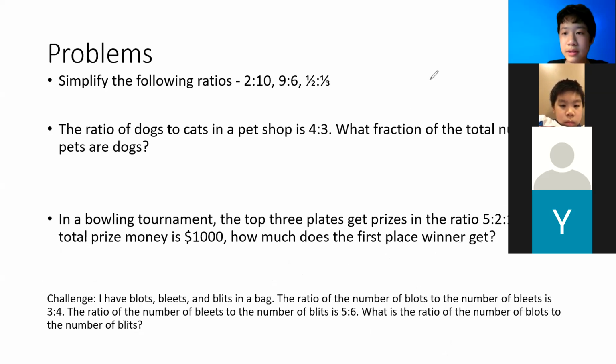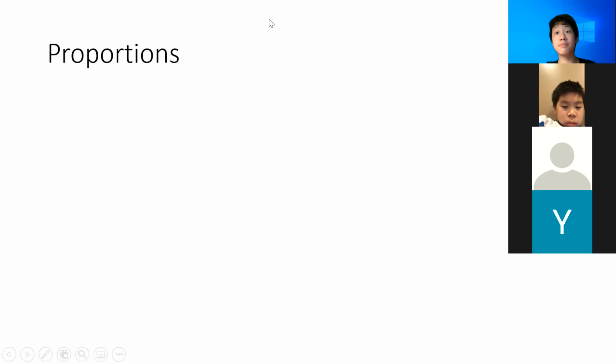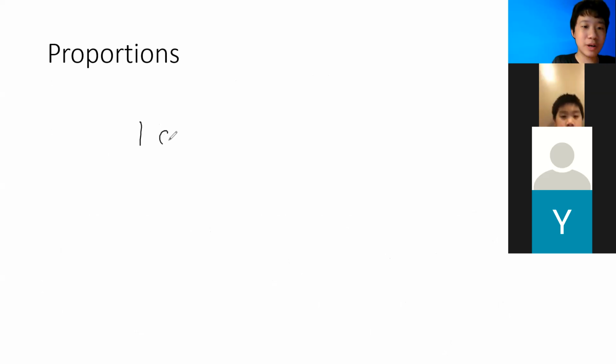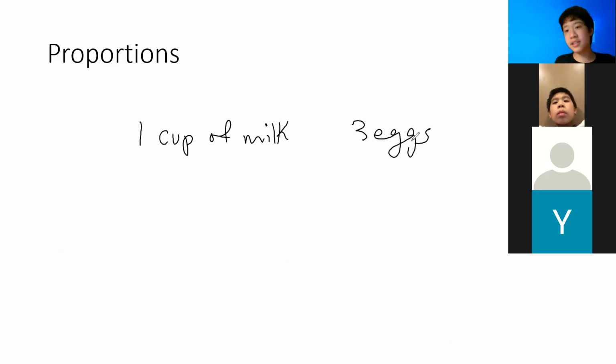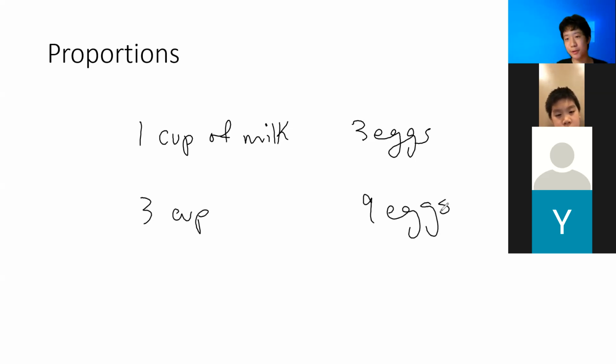Okay. So now we're going to talk about proportions. What are proportions? Well, proportions are just a really specific type of ratio. So let me give you an example of this. A proportion could be a recipe calls for 1 cup of milk and 3 eggs. This is a proportion. For every 1 cup of milk I put in this cake, I'm going to have to put 3 eggs as well. Okay, so if I make three times as much cake, then I'll have 3 cups of milk and 9 eggs, right? So these are basically proportions.